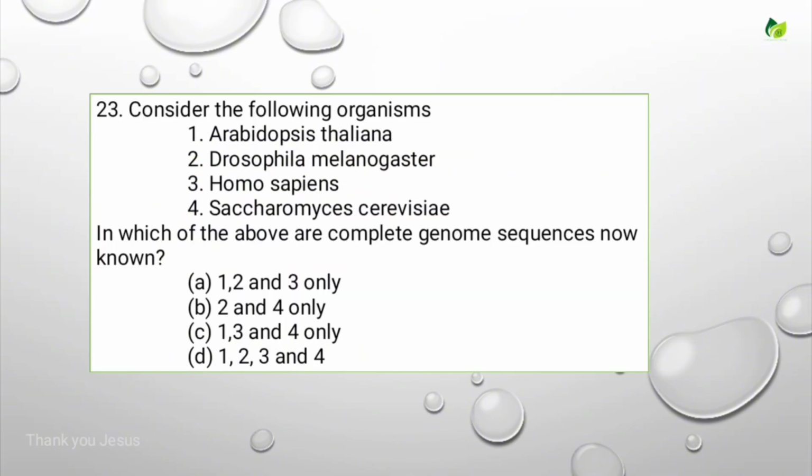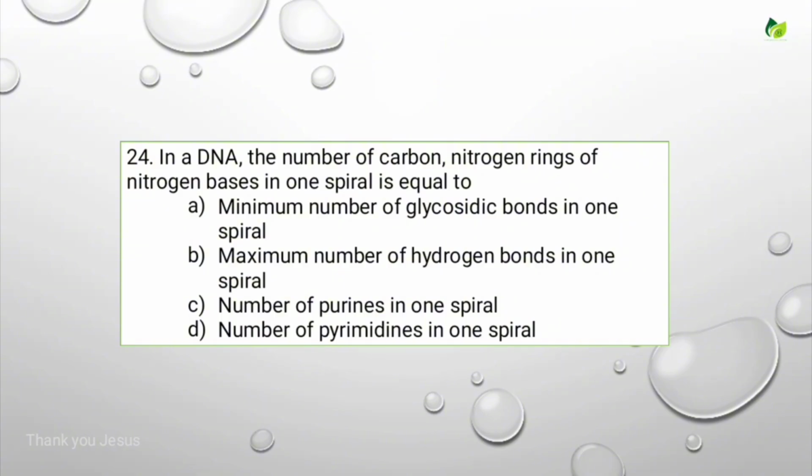Consider the following organisms: one, Arabidopsis thaliana; two, Drosophila melanogaster; three, Homo sapiens; four, Saccharomyces cerevisiae. In which of the above are complete genome sequences now known? The options are given: 1, 2, 3; 2, 4; 1, 3, 4; 1, 2, 3, 4. For this, the correct answer is 1, 2, 3, 4. So complete genome sequences have already been studied in these organisms. Let's see the next question.